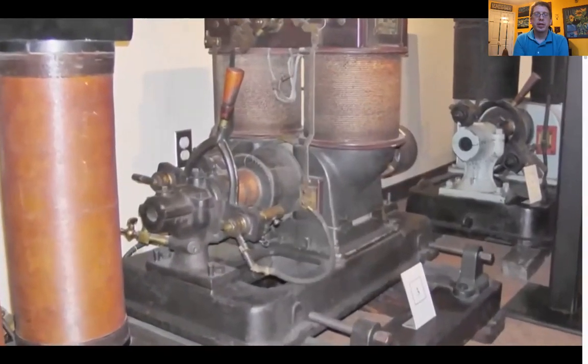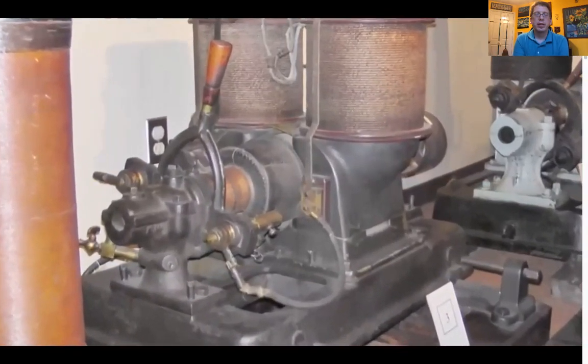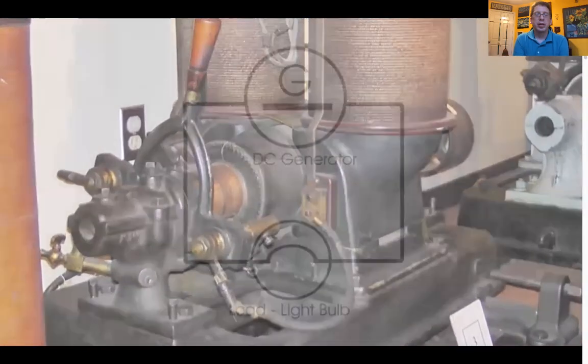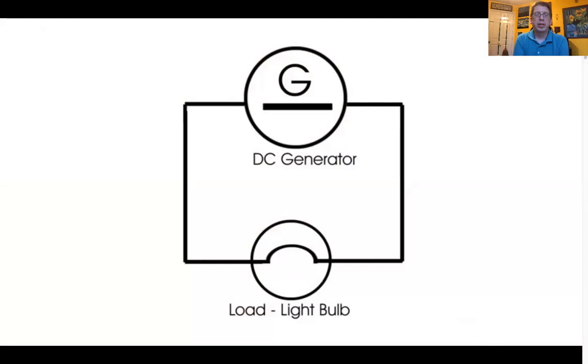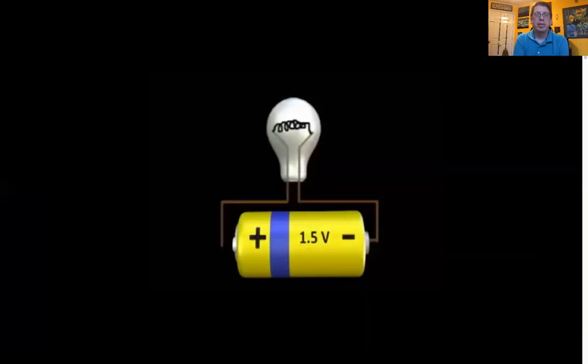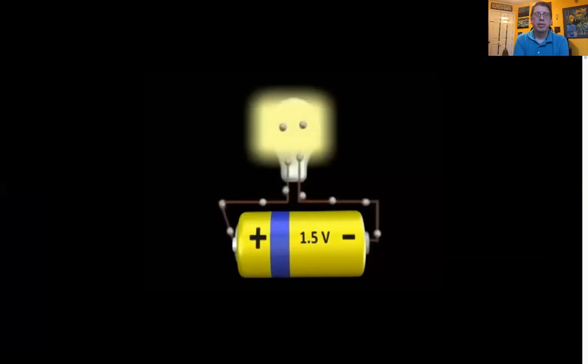Edison's generators produce DC, or direct current. This means that the current, a flow of charged particles, usually electrons, always travels in the same direction, from one terminal of the generator through the load, in this case a lamp, to the other terminal of the generator. Battery cells also produce direct current. Electrons flow from minus to plus.